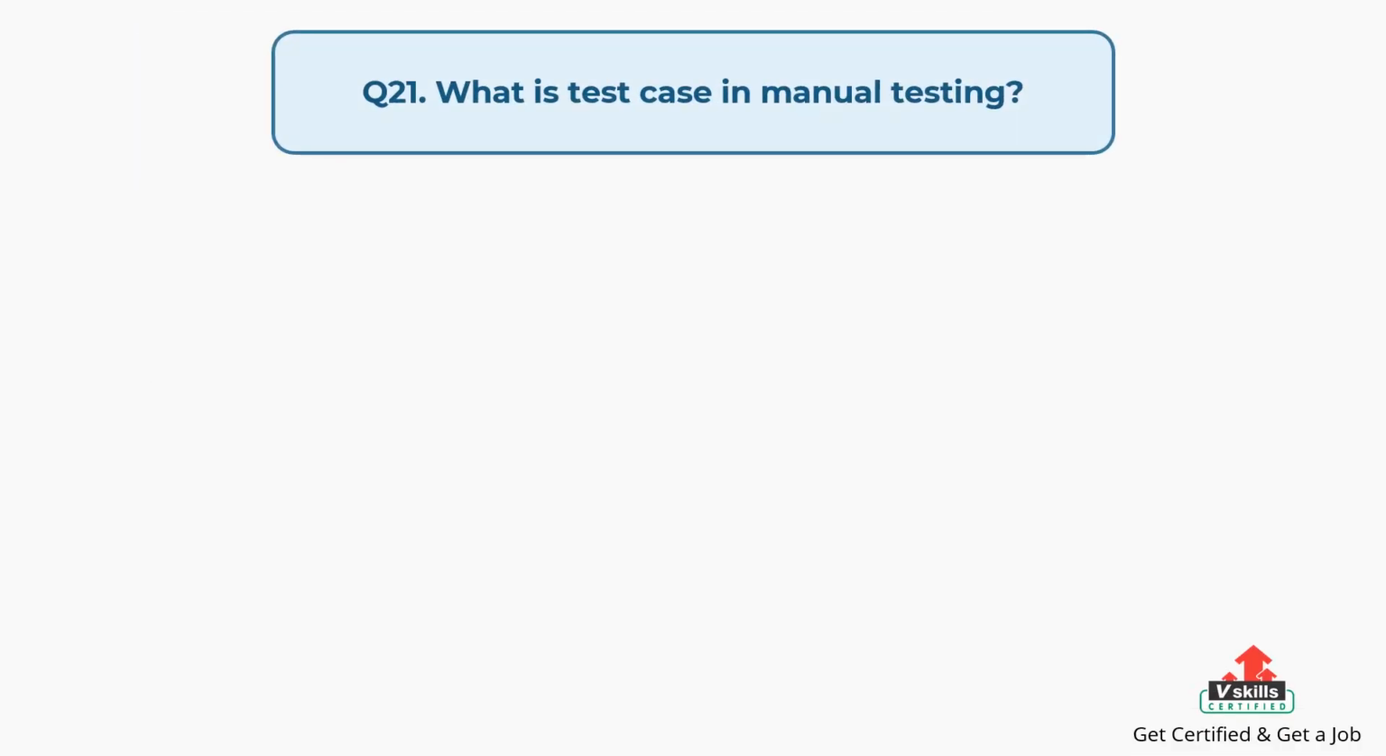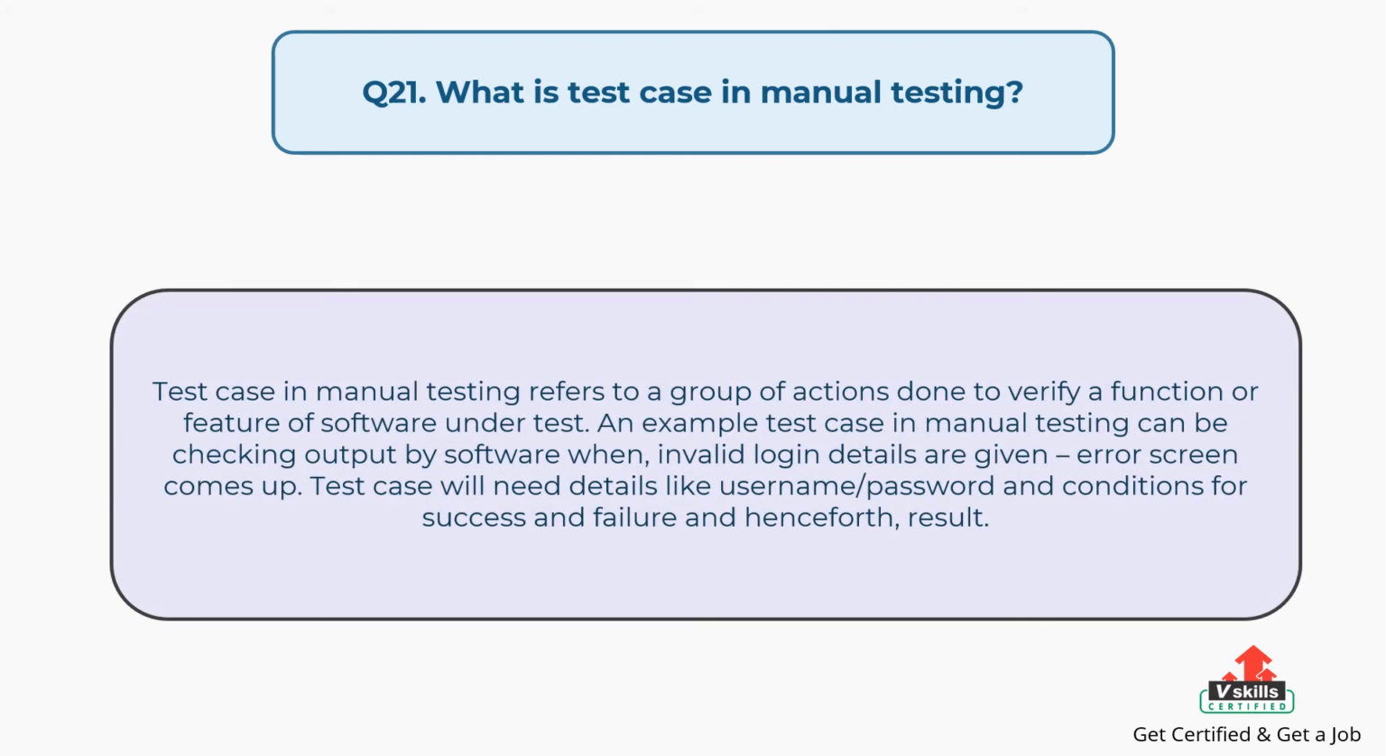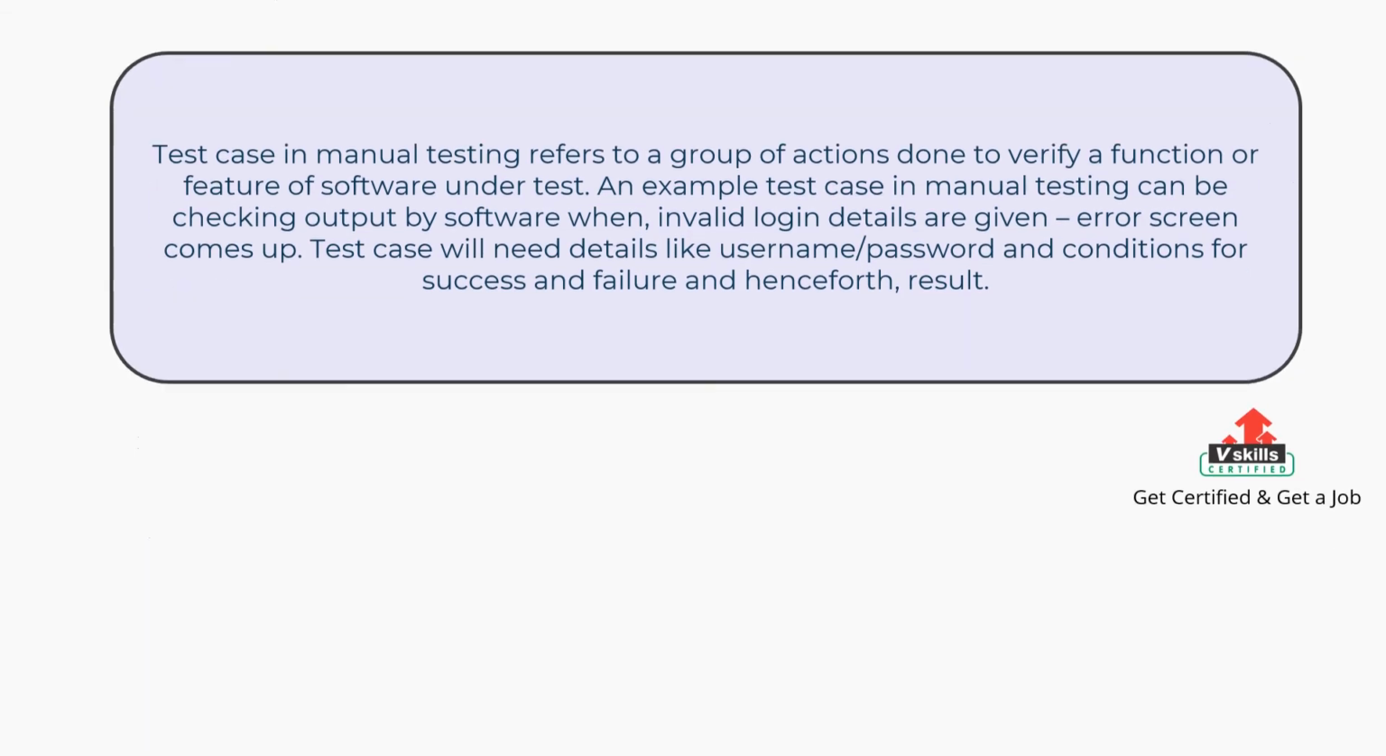Question number 21. What is a test case in manual testing? The answer is: a test case in manual testing refers to a group of actions done to verify a function or feature of software under test. An example test case in manual testing can be checking output by software when invalid login details are given. An error screen comes up. The test case will need details like username or password and conditions for success and failure, and henceforth, result.